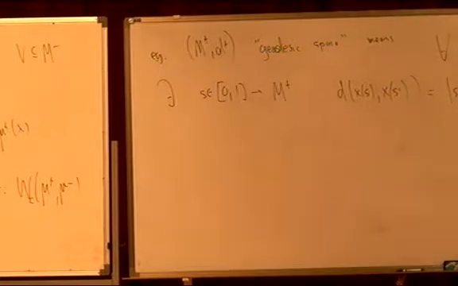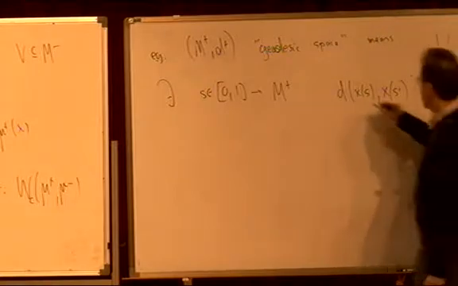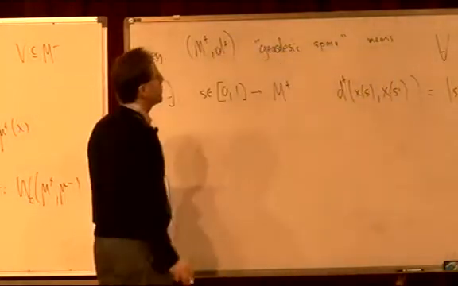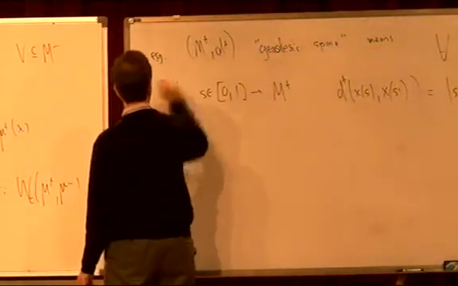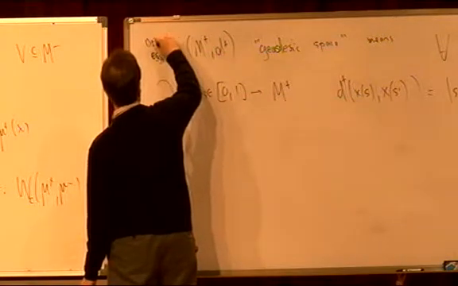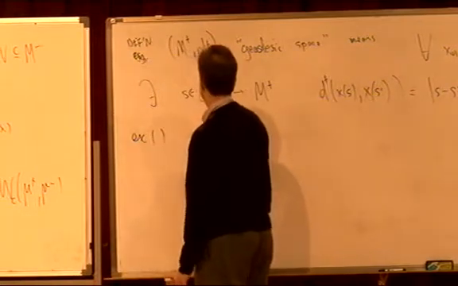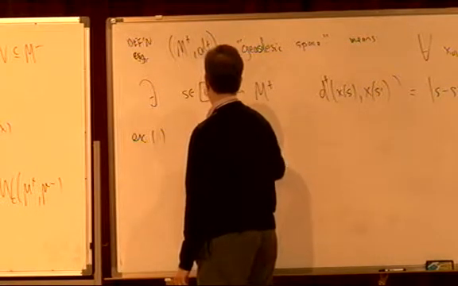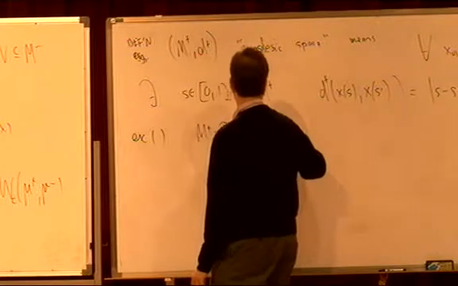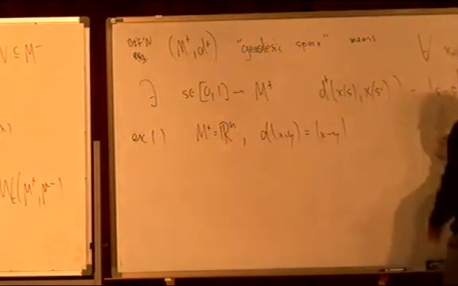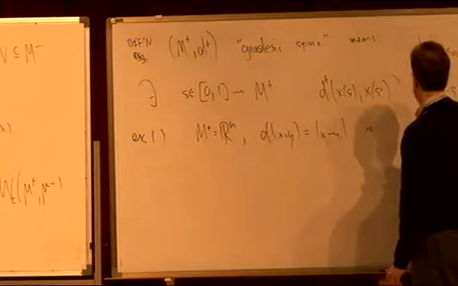Right? It follows from this that the curve will be continuous and start at x0 and end at x1. Actually, so this is the definition. What are the examples? Euclidean space with the Euclidean distance. The geodesic in question would be the straight line.